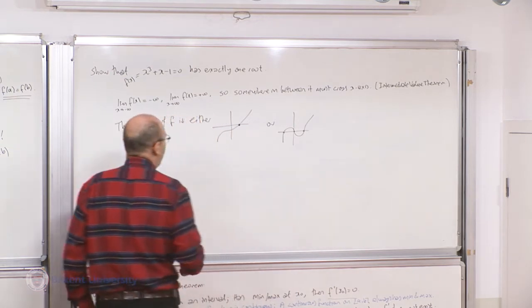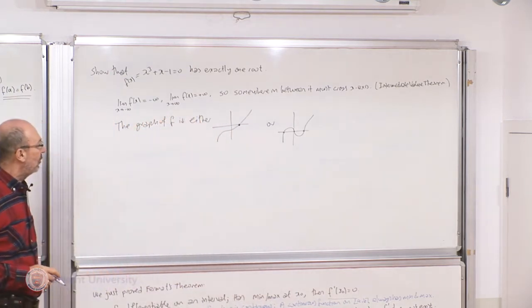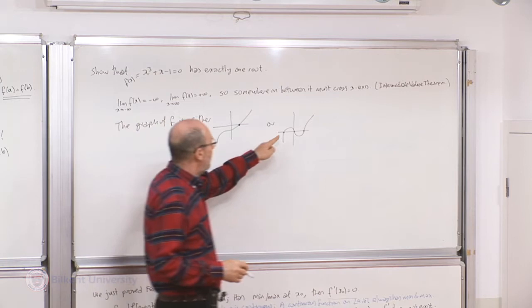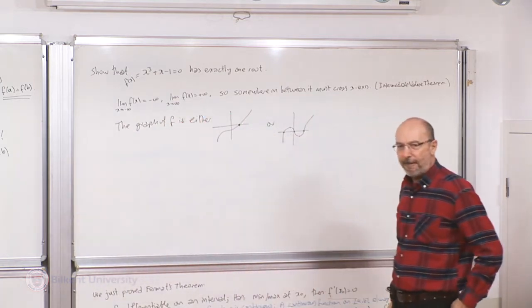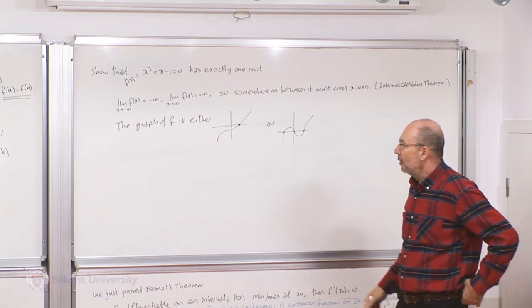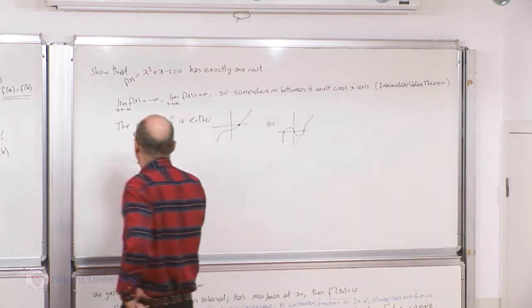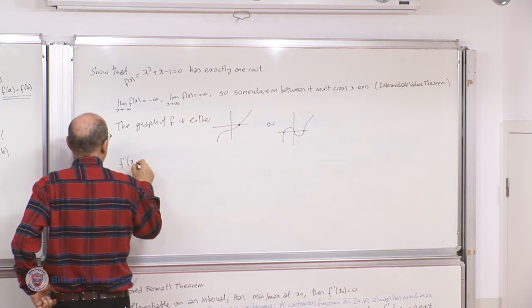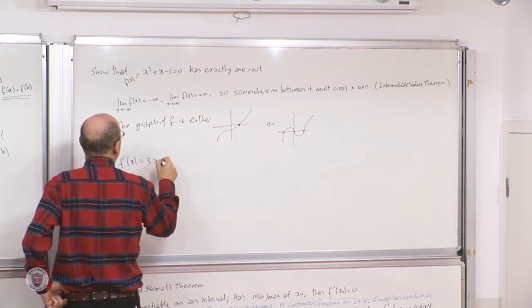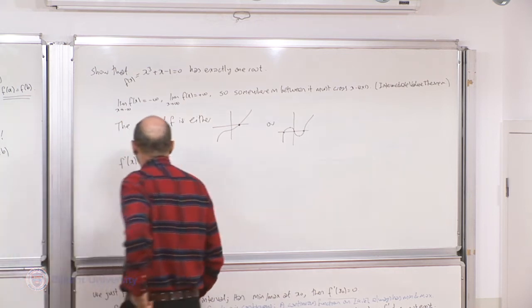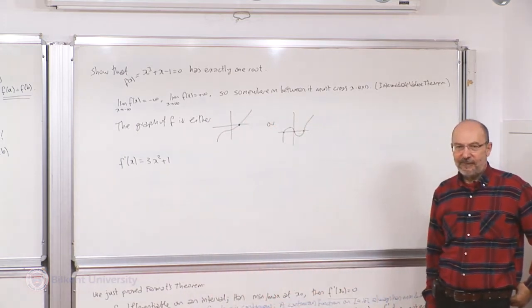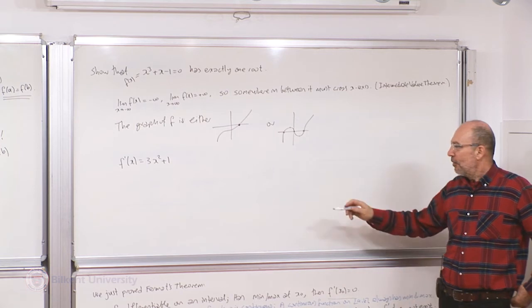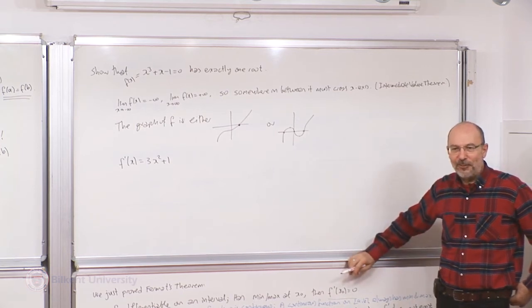Okay, so any questions? So you see, if this is the case, the derivative will be 0 here and here. Okay? So let's check the derivative. f prime of x is equal to 3x squared plus 1. Okay? So what do you say now?